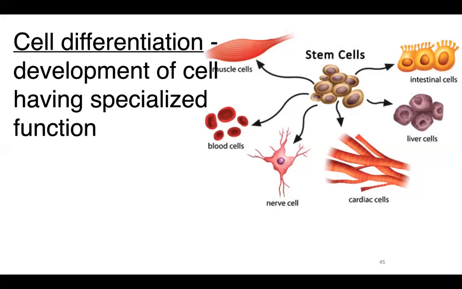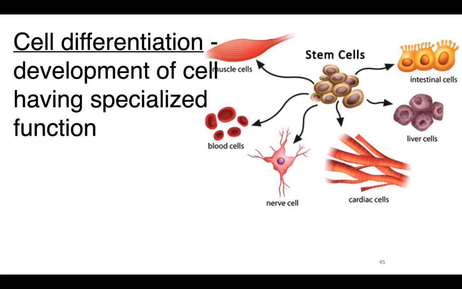Cell differentiation is exactly what it's describing. It's a process of cells becoming different. The development of stem cells, which are what you saw in the previous picture: stem cells have the potential to become muscle cells or blood cells, nerve cells, cardiac cells, etc. We have several hundred different types of cells in our body, not 700, not seven, several hundred different types of cells in our body.